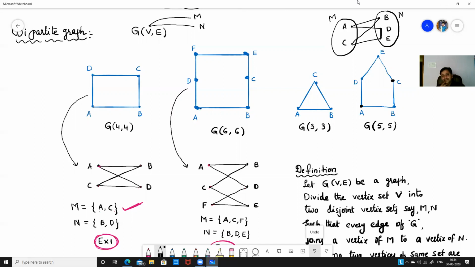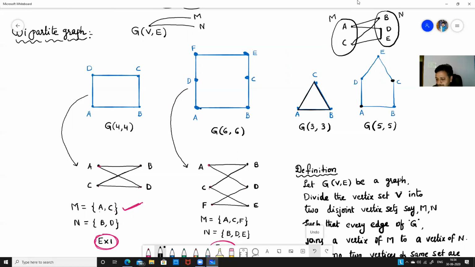Then you may ask, sir, is there any way to identify which graph we can convert into bipartite and which graph we cannot? Yes, there is one important property. Suppose the graph contains a cycle of odd length, then that graph cannot be converted into a bipartite graph. Look at here. What is the length of the cycle? Obviously, the length of the cycle is equal to 3. 3 means odd. That is the reason we are unable to convert it into a bipartite graph.